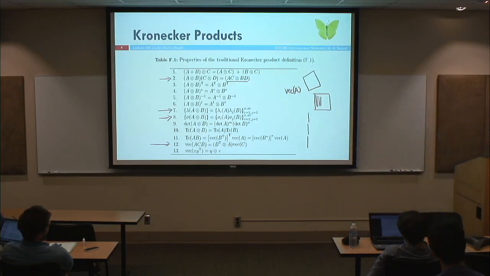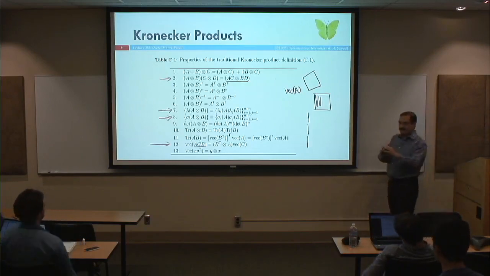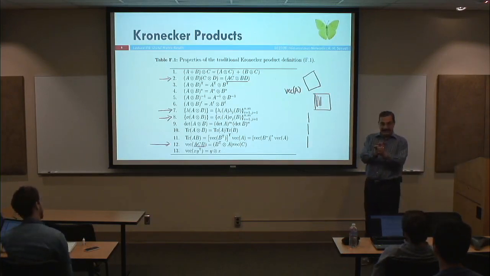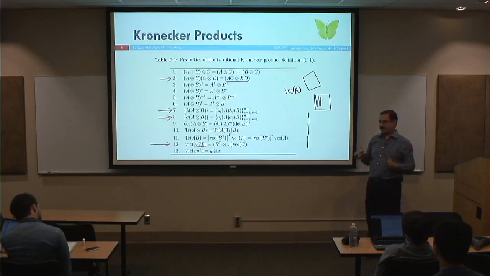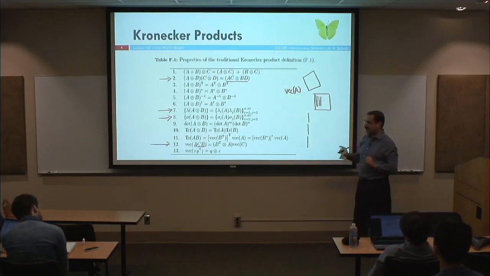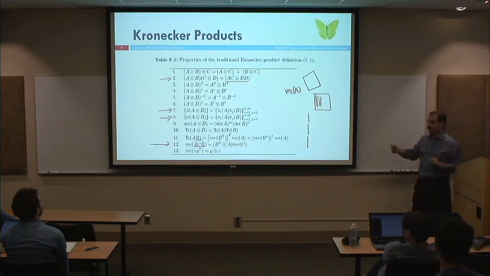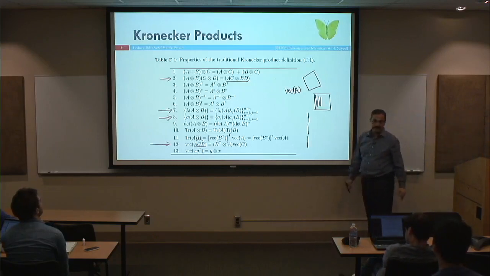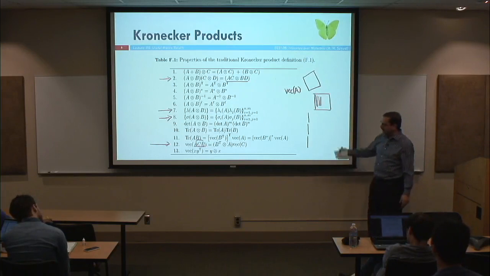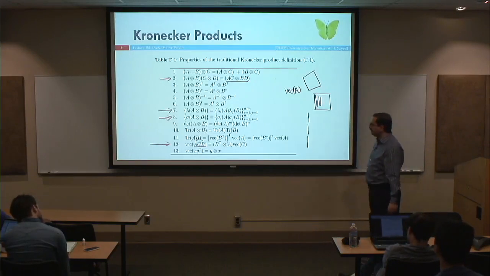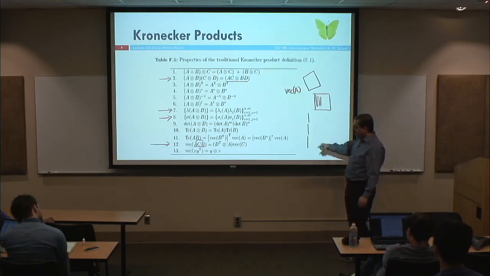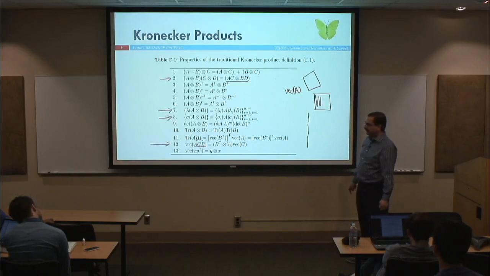So what property 12 is saying is the following. If I have the product of three matrices, and I want to vectorize it, how is the vector of this product related to the vector of the center matrix? That's what this result says. Very useful, and we will be using it. It says you compute the Kronecker product of B transpose with A, times vec of C. Remember this property. Again, you can prove it easily. It's not that difficult.